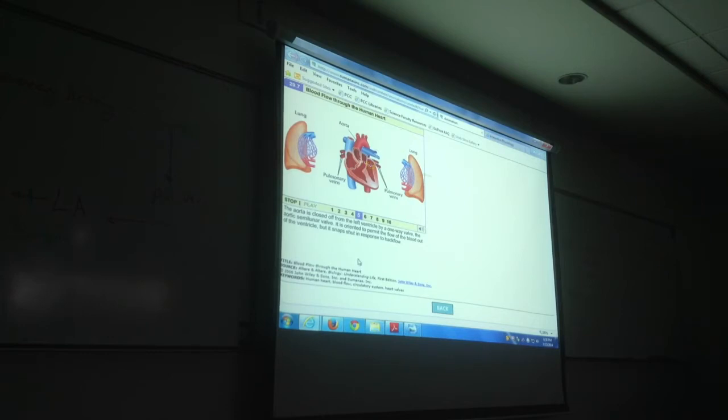The aorta is closed off from the left ventricle by a one-way valve, the aortic semilunar valve. It is oriented to permit the flow of the blood out of the ventricle, but it snaps shut in response to backflow. Which is its job, right? By the way, you can just call it the aortic valve. You don't have to say semilunar. That's just the category. So an aortic valve is perfectly fine.